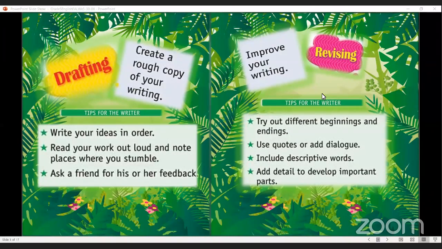Descriptive words are adjectives. No story is enjoyable if it doesn't have adjectives. I'm sorry. But if you don't have adjectives, I'm not going to read that book because it's going to be boring. Okay. And we want it interesting. Right. So we're going to add some detail to develop important parts. And I actually wrote a story for you today that you're going to go along with me so you can see how to do it.